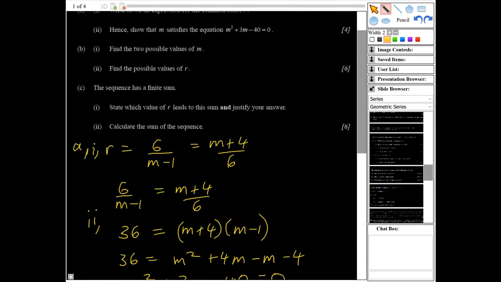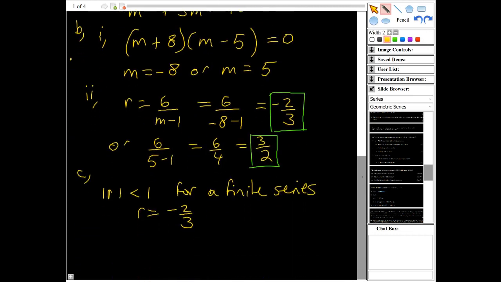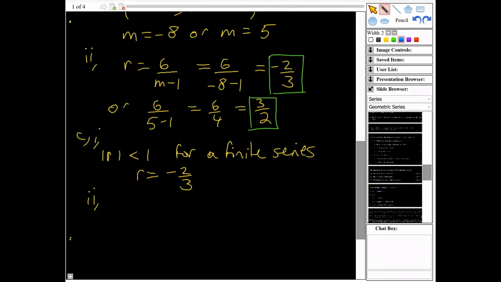Okay, and then it says calculate the sum of the sequence. So it's got a finite sum, so this means the sum to infinity. So this is C part 2. Okay, that's C part 1. So for C part 2, we're going to need to find the sum to infinity. The equation for our sum to infinity is equal to a over 1 minus r. So that's the equation there. So all we then need to do is just to drop in the values.